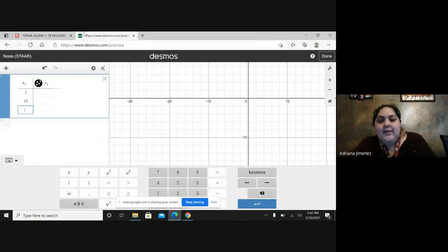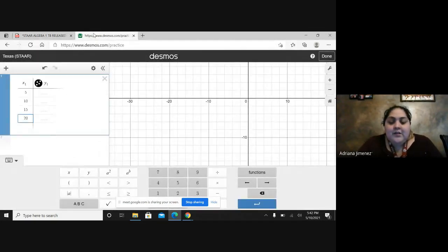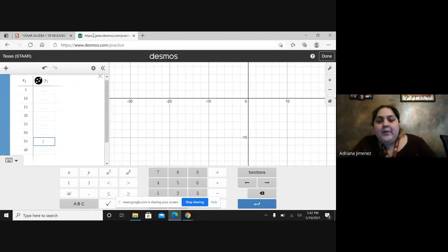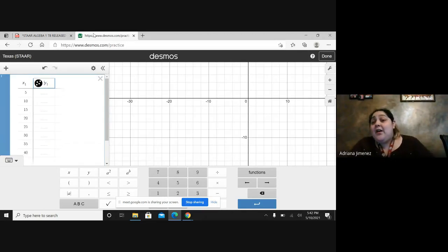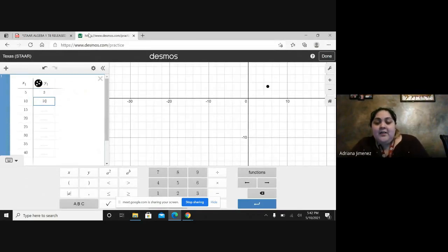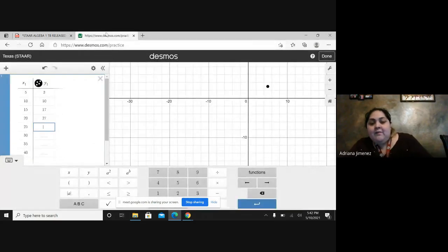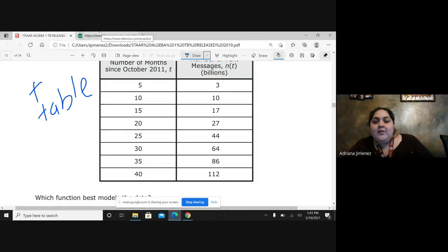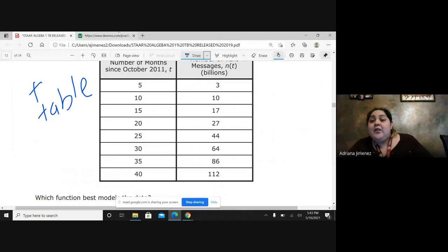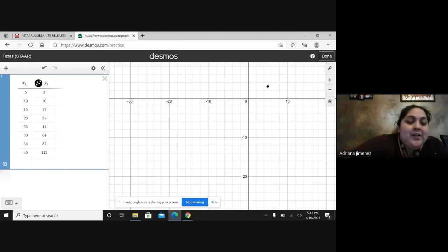5, 10, 15, and it was 20, 25, 30, 35, and 40. And now I do 3, 10, 17, and the next one is 27, 44, 64, 87, 112. All right, I hit the magnifying glass so I can see most of the dots.